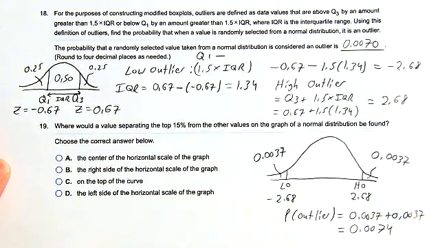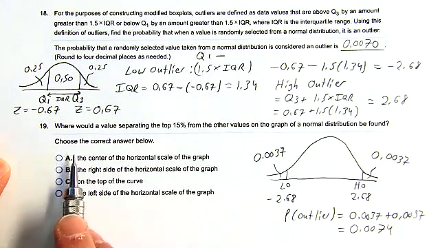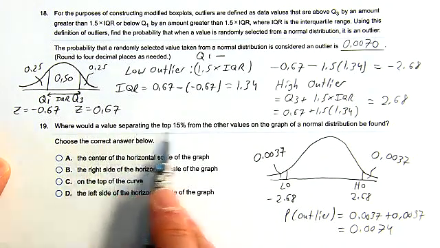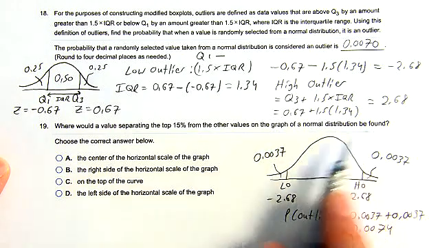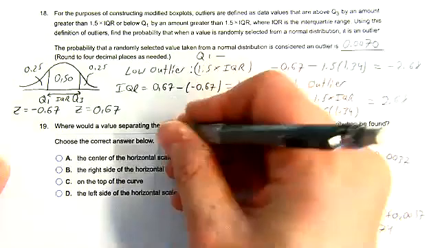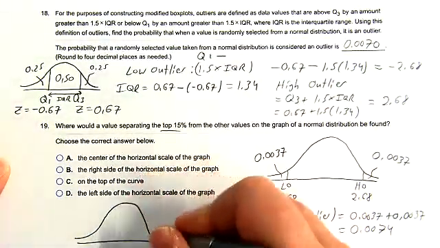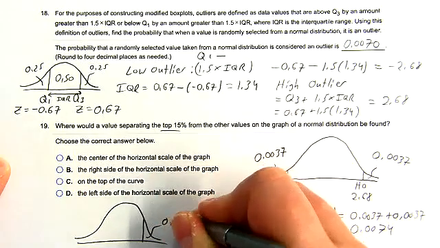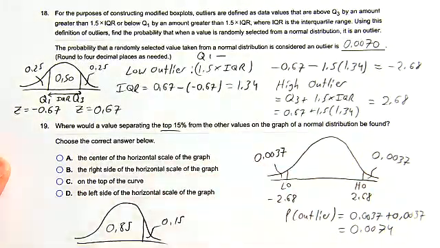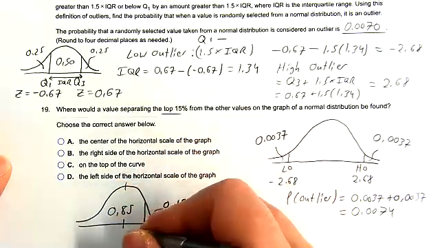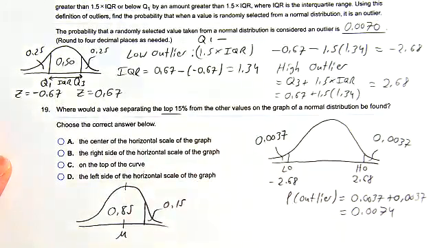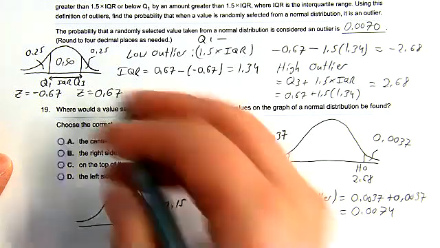Okay, so that's the end of the computation ones. The last two are word problems, so let's look at them. They should be quite a bit simpler. Where would a value separating the top 15% from the other values on the graph of a normal distribution be found? So the top 15% would be somewhere over here, and we'd have 0.85 to the left of it. They're asking where it is in comparison to the mean, which is mu. It has to be to the right. So it'd have to be the right side of the horizontal scale of the graph.